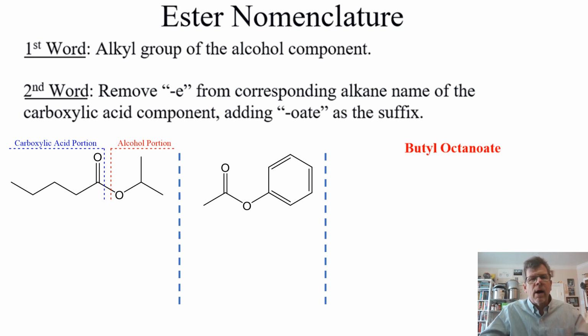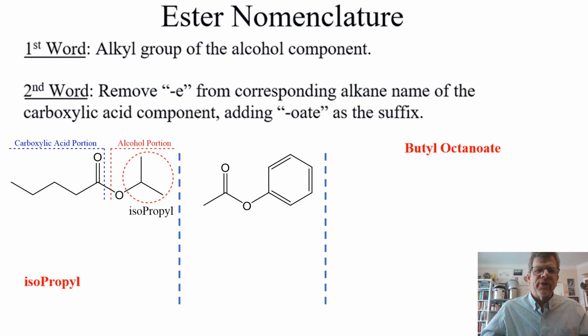With the alcohol portion, what is that alkyl group on there? Just that carbon group. We find that it is an isopropyl group. Remember isopropyl, three carbons connected in the middle? And that's our first word. So we're going to put that down there.